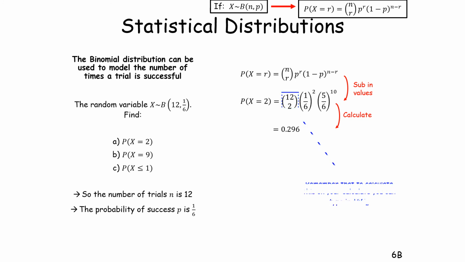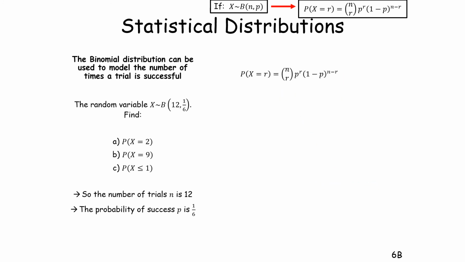Okay, so if we look at part B, we substitute in the values, we're calculating, and we get this very small chance, 0.000000126. You kind of expect that because you're saying getting success exactly 9 times out of 12 trials, and the chance of success is a sixth. So one expects it to be a very small chance.